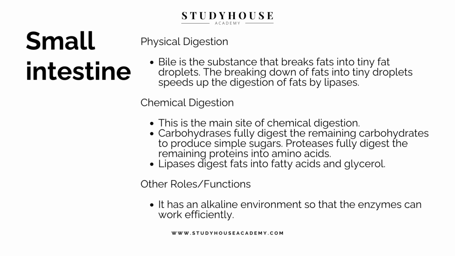This is the main site of chemical digestion. Carbohydrases fully digest the remaining carbohydrates to produce simple sugars. Proteases fully digest the remaining proteins into amino acids. Lipases digest fats into fatty acids and glycerol. Other roles, functions. It has an alkaline environment so that the enzymes can work efficiently.